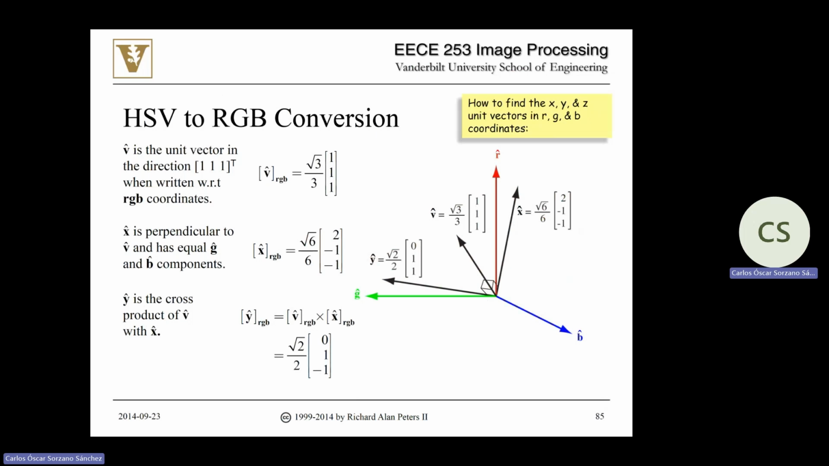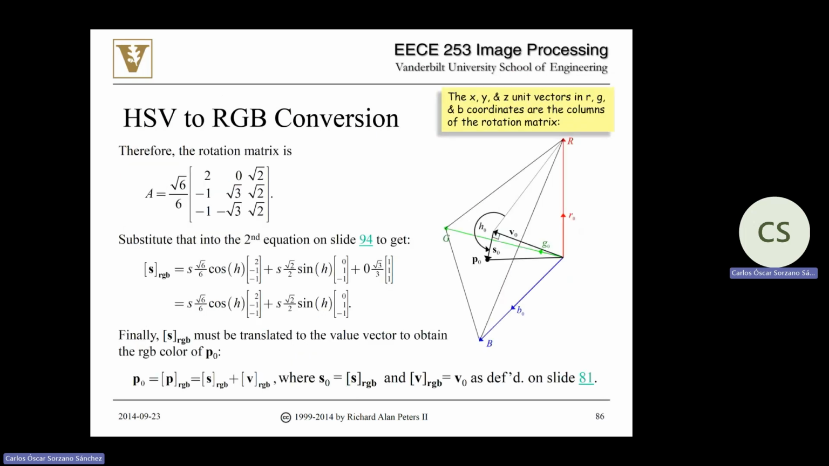And now we have b and x, so you have y. So you simply have to multiply the two. And this is the multiplication. So now we have the x, y, b coordinate system vectors in the RGB coordinate system. Then we have the matrix, and we have everything. We simply have to multiply. So this is the matrix.